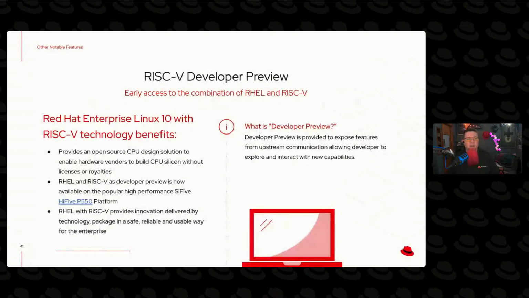RISC-V. Red Hat's announcing the availability of a RHEL 10 developer preview for a single RISC-V platform to give the developer community access to a combination of RISC-V and RHEL. So RISC-V is an emerging CPU design and instruction set. This architecture is free to use, no royalties or fees. The initial implementations are positioned as an open source hardware standard, as everything that the designer would need is freely available to the public domain.